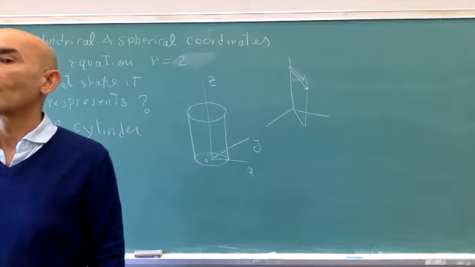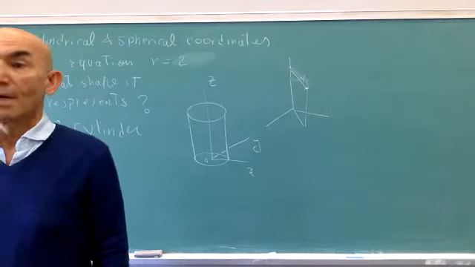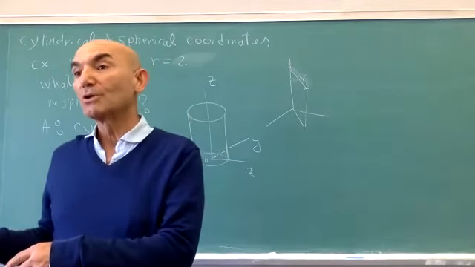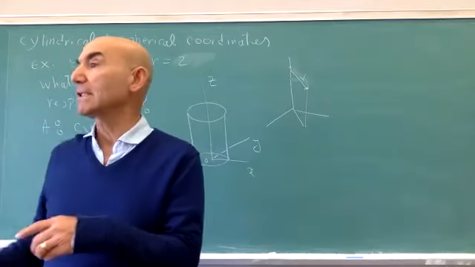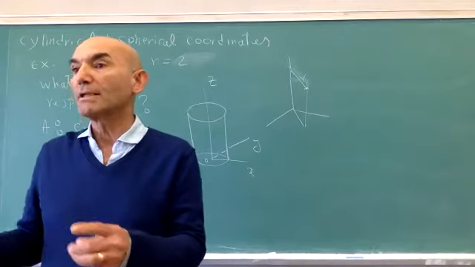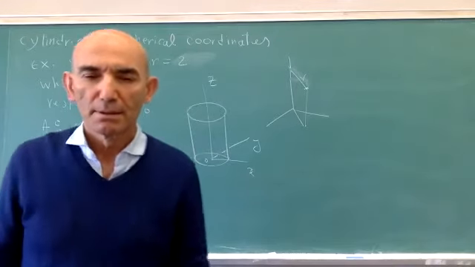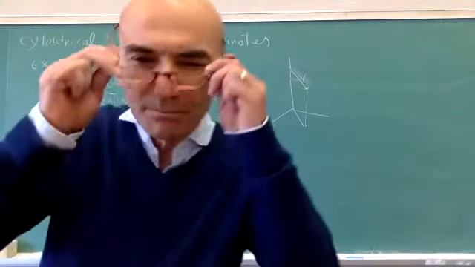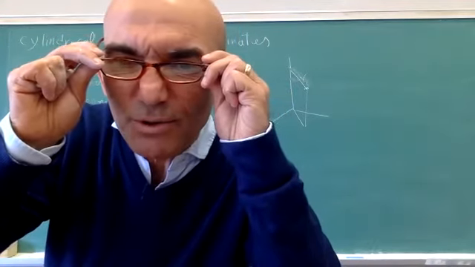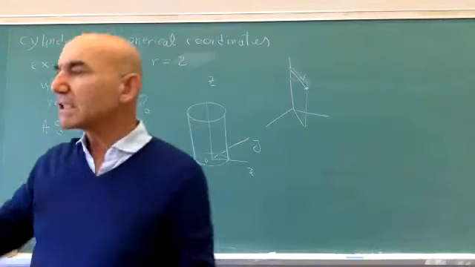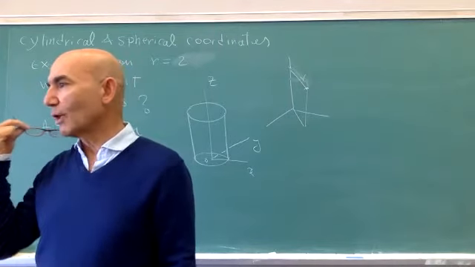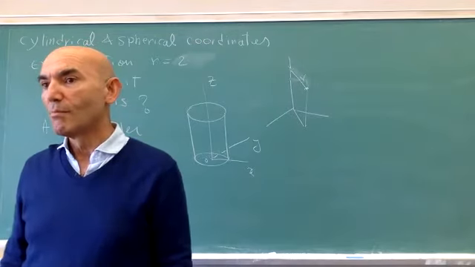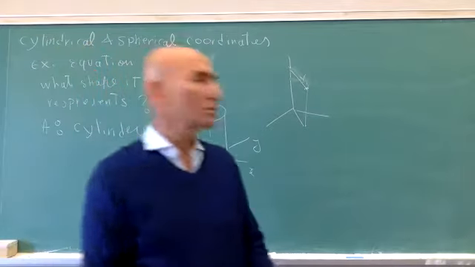Like x would be 2 cos theta, y would be 2 sine theta. No, that's right, but if I ask to go to Cartesian coordinates, you should not have any r and theta. You should write everything in terms of x, y and z. How do you write this r equal to 2 in terms of x, y, z? This is a surface, so we should get the equation of a surface in Cartesian coordinates. Like x squared plus y squared equals 4. Yeah, that's absolutely correct.